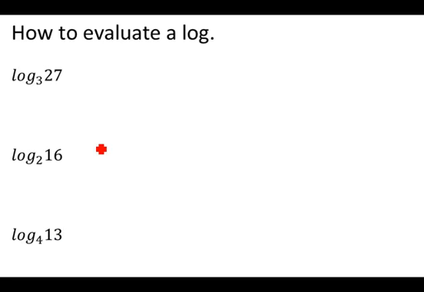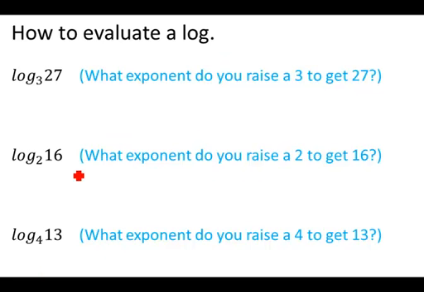Well, the first thing that we need to do is just ask ourselves the question that a logarithm asks. And I've written down here basically the question that you could ask yourself for each of these. For the first one, it would be, what exponent do you raise a 3 to get 27? What exponent would you put on this 3 to get the 27? In the second one, what exponent do you raise a 2 to get 16? And finally, what exponent do you raise a 4 to get 13?